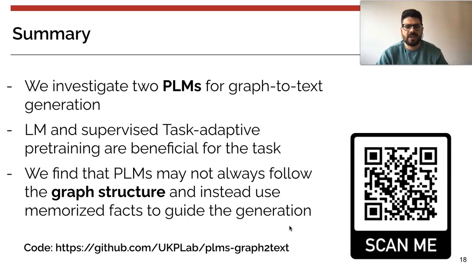In summary, we investigate two pre-trained language models for graph-to-text generation. We showed that different task adaptive pre-training approaches are beneficial for this task. And finally, we find that pre-trained language models may not always follow the graph structure, and instead use memorized facts to guide the generation.